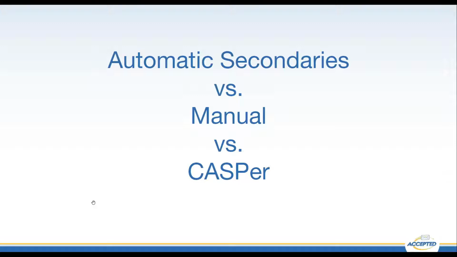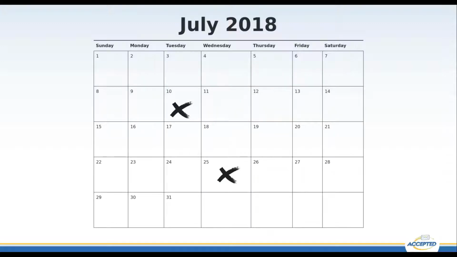Next, we're going to talk about the timeline for secondary applications. Automatic secondaries can arrive as early as 2 weeks after your AMCAS application has been verified, and sooner than that for some schools like Tufts and George Washington. You can be hand-selected for secondary invitations, and those manual secondaries will take weeks longer for you to receive, typically 4 to 6 weeks after the application is verified.